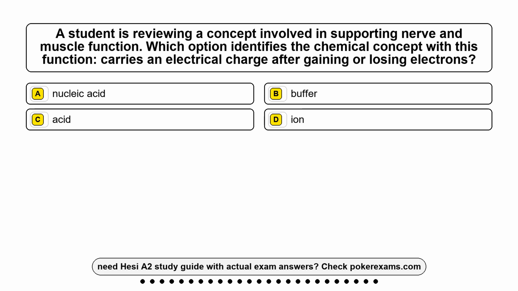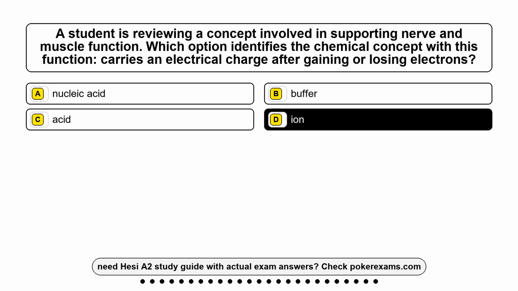Question 11. A student is reviewing a concept involved in supporting nerve and muscle function. Which option identifies the chemical concept with this function, carries an electrical charge after gaining or losing electrons? Option A, nucleic acid. Option B, buffer. Option C, acid. Option D, ion. The correct answer is option D, ion.